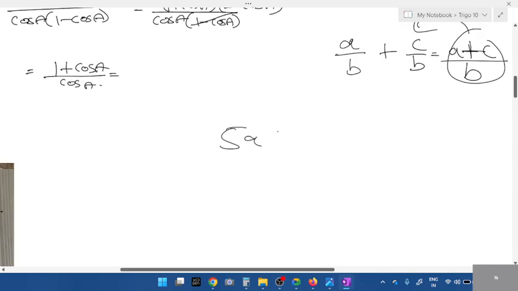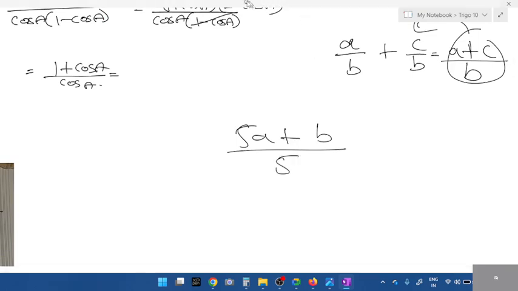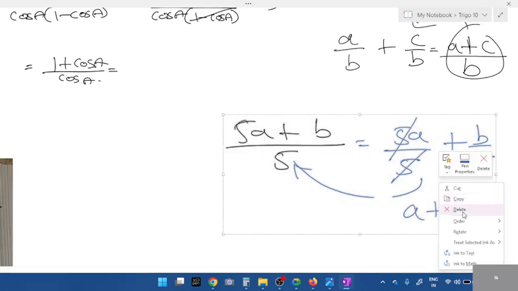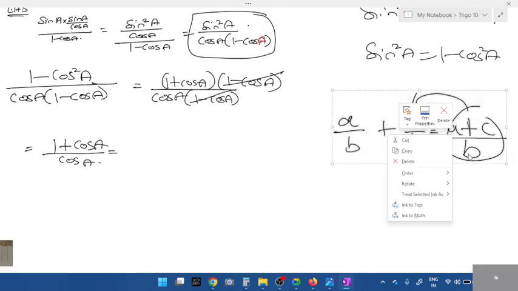If I write 5A plus B divided by 5, students, how do I split this? When there's a common denominator, how do I split it? All of you respond. 5A divided by 5 plus B by 5. If I take LCM, are we getting the same answer? Which one can be cancelled here? Can I cancel 5 and 5? What is left? A plus B by 5. This is the concept we are going to use. I'll explain this question again.